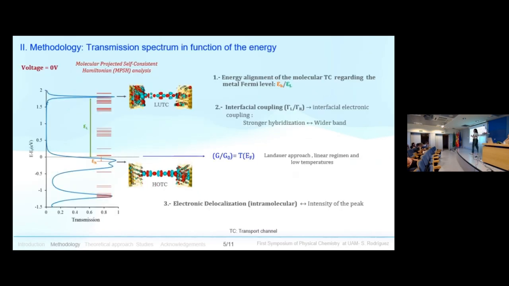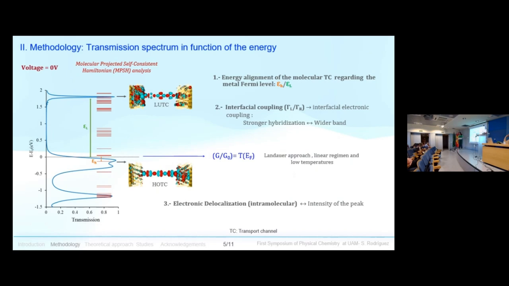So when we have the whole transmission function or spectrum, we can extract very valuable information, both qualitative and quantitative. First, we can know the exact alignment of the molecular levels with respect to the Fermi level of the device. So we have an estimation of the injection barrier for electron and hole. In this case, for example, the conductance is dominated by the HOMO level of the molecule because it's in resonance with the Fermi level of the device. Second, the value of conductance. If we are working in the linear regime at low temperature, according to the Landauer approach, we can read directly the value of the transmission coefficient at the Fermi level. So with this approximation, we extract the value of conductance.